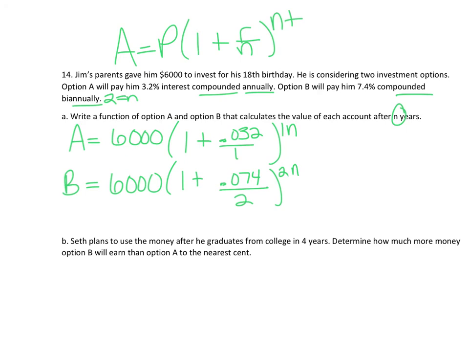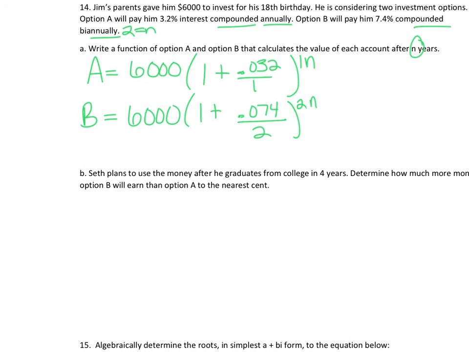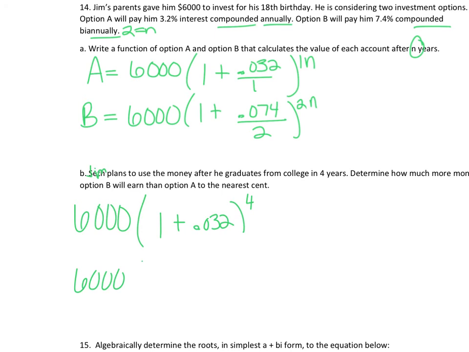Okay? So then they say Seth plans to earn, oh, this is supposed to be Jim. I guess Seth is on the test. All right, Jim plans to use the money after he graduates from college in 4 years to determine how much more money option B will earn than option A to the nearest cent. All you have to do is plug in 4 for N. So 6,000, 1 plus 0.032 to the 4th. You don't need the ones because they're not necessary. 1 plus 0.074 over 2 to the 2 times 2.